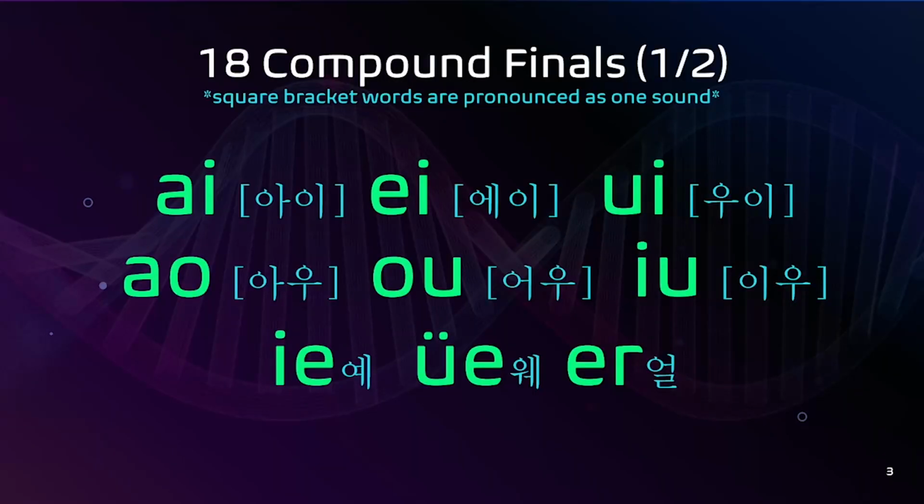Next up are the 18 compound finals. The compound finals are two or more letters pronounced as one sound. Starting with the first one: I, ui, ao, o, you, ye, yue, and more. These are the Korean words translated into English, with the English letters in the green.